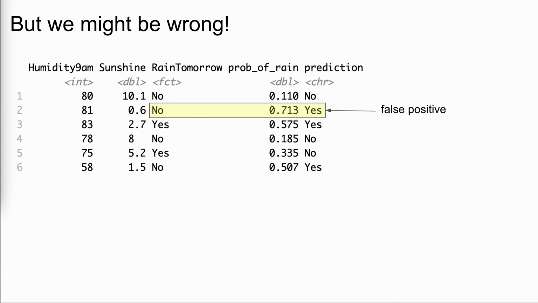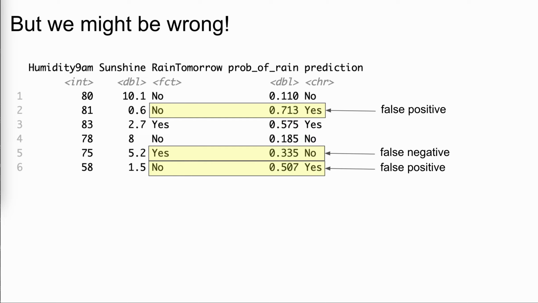But we also made some mistakes. On the 2nd day, we incorrectly predicted that it would rain, but it didn't. This is called a false positive. We predicted rain would be positive, but our prediction was false or wrong. On the 5th day, we incorrectly predicted that it wouldn't rain, but it did, which is called a false negative. And on the 6th day, we had another false positive.